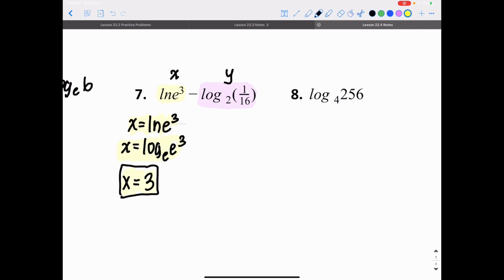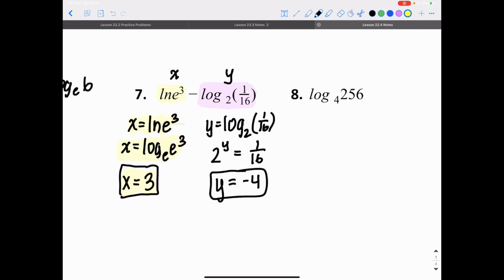For what I've highlighted in purple, I'm going to set y is equal to log base 2 of 1 over 16. I'm going to rewrite this in exponential form. I have 2 as my base, I'm raising it to the y power, and that's going to give me 1 over 16. 2 to the 4th power is 16, so 2 to the negative 4th power would be 1 over 16, the reciprocal. So y would be equal to negative 4. That's the exponent I would need to raise 2 to get 1 over 16.